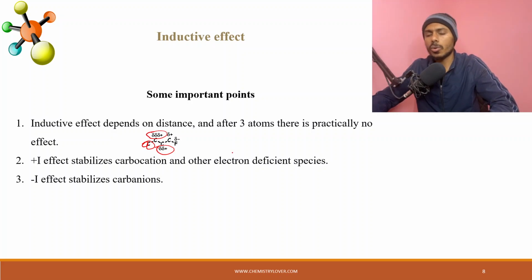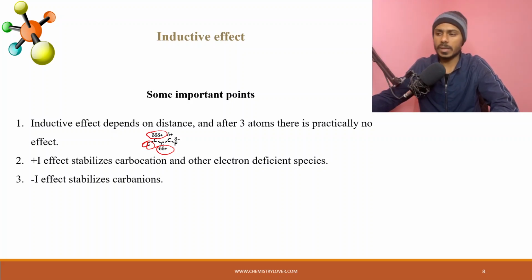like that. Or whenever you have minus I effect like chlorine or other halogen, it will stabilize carbanion or other electron rich species. So these are the points you should remember from the inductive effect.